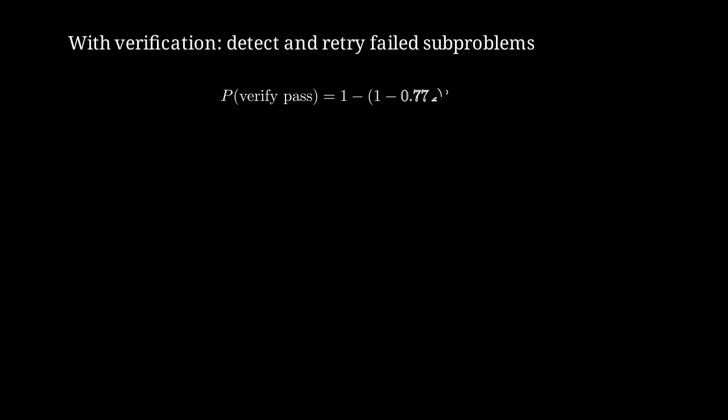The probability that at least one of 3 attempts succeeds is 1 minus the probability all 3 fail. That's 1 minus 0.226 cubed equals 0.988. Nearly 99%.